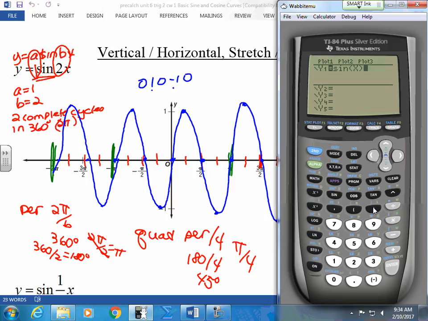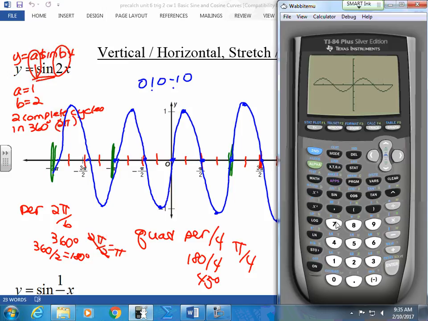Sine of x. And before we can graph this, try. Hey, graph. Doesn't look very good, right? Because we have to do this. Zoom, trig, number 7. Zoom, trig. You have to tell if this is a trig graph.